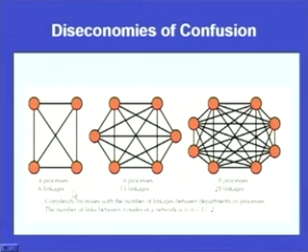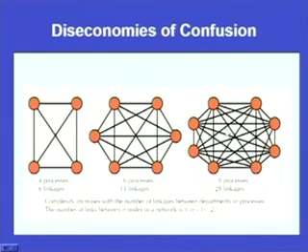Now, on your screen you can see diseconomies of confusion. In the very first diagram you can see there are 4 processes and only 6 linkages among them. But when the number of processes increases to 6, there are 15 linkages, and when the number of processes becomes even more, that is 8 processes, then we have 28 linkages. So: 4 processes, 6 processes and 8 processes.